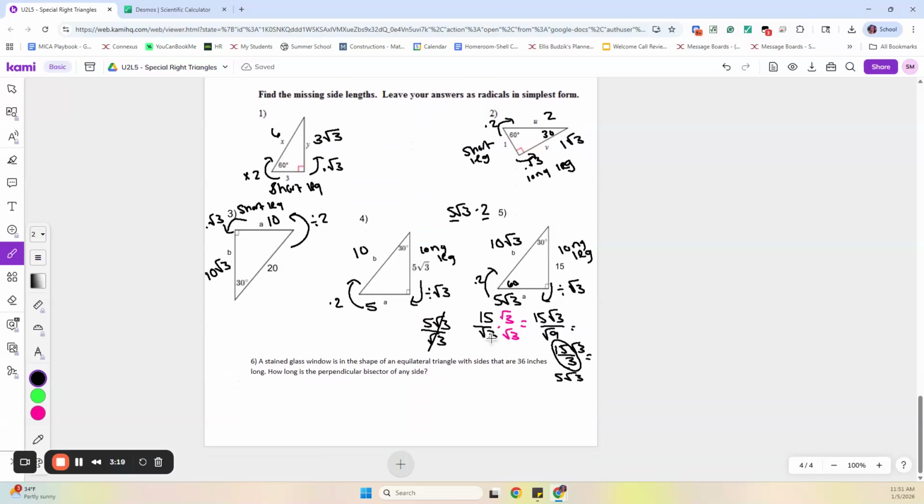And then number 6, a stained glass window is in the shape of an equilateral triangle. So let's draw out an equilateral triangle here with all my sides that are 36. How long is the perpendicular bisector of any side? So again, that perpendicular bisector cuts my sides in half. So now I have 18 and 18. 18 would be my shorter side versus my longer, because that's cutting the 60 degrees in half to give me 30. So in order to find this, I'm just going to multiply by root 3 because that's going to be my longer leg. So then I'm left with 18 root 3 inches.